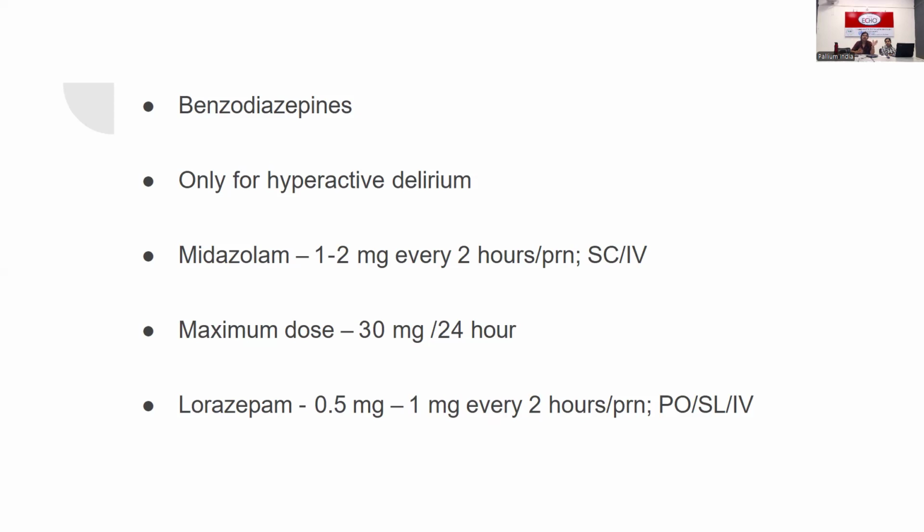So the benzodiazepine is only a supporting agent. You can use it, without fearing that it will worsen delirium. First you use haloperidol. You can give one dose of haloperidol and repeat it. Then you can give a benzodiazepine. Okay, clear? Next.